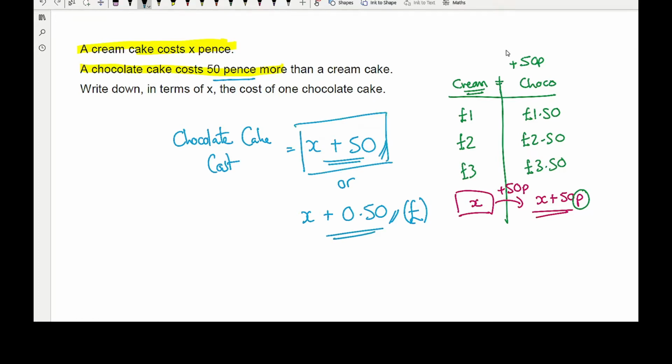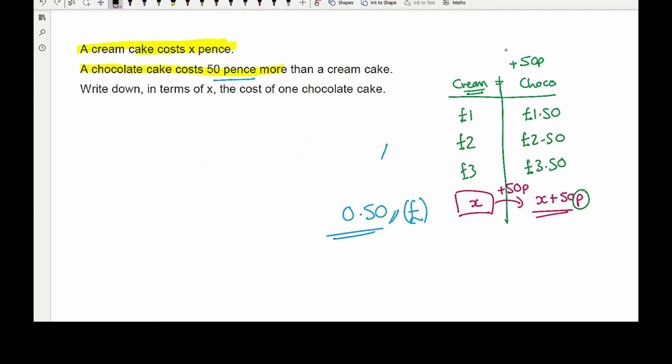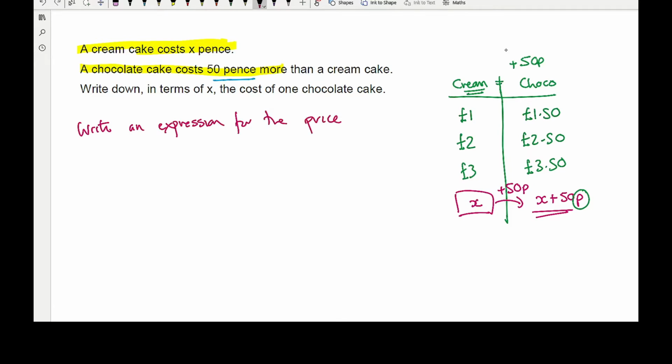Now, just to extend this particular question, and let me just get rid of this answer. Let's say the question asked you to write down the formula of the cost of a chocolate cake and a cream cake. So write down an expression for the price, let's say we'll go for pence, of a cream cake and a chocolate cake. Again, this is just an extension question.